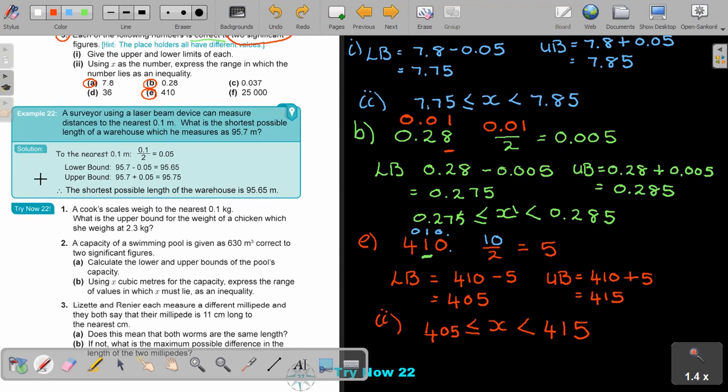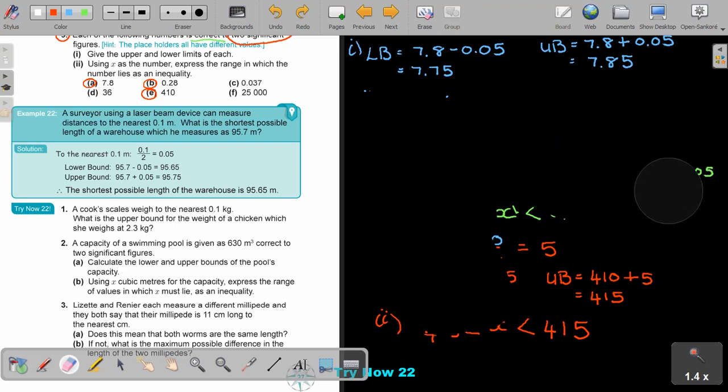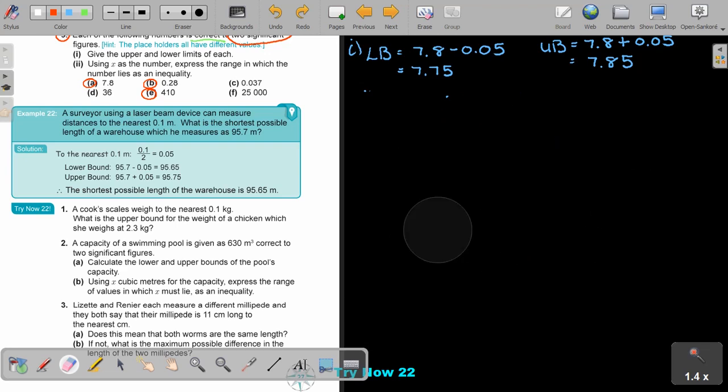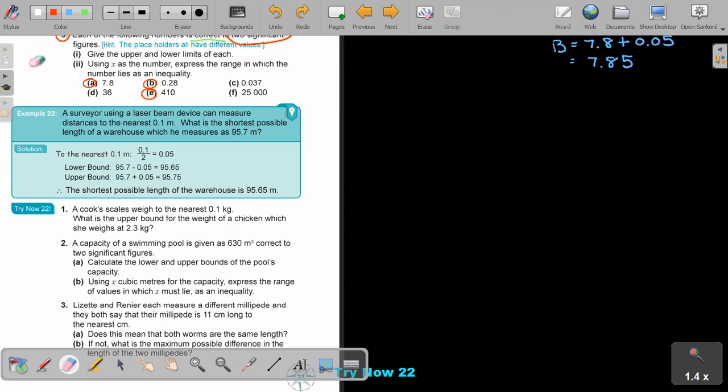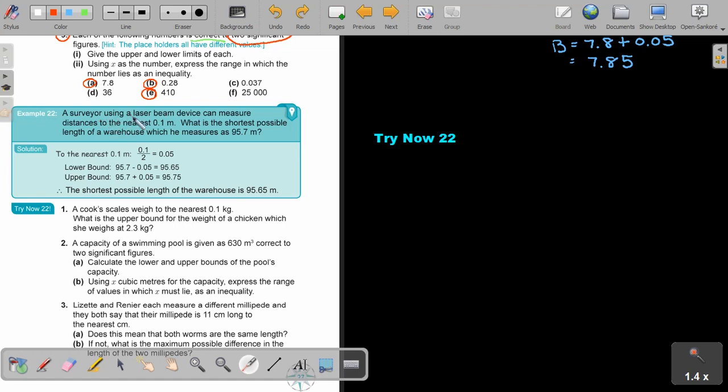Okay, let's look at a practical example. That was just to help you to get, but let's clean this first. Then let's end this video with a practical example. Okay, so we can move this one up again. Okay, where are we? A surveyor using a laser beam device can measure distance to the nearest 0.1 meter. Okay, can you hear again? To the nearest 0.1. Okay. What is the shortest possible length of the warehouse which you measure at 95.7?